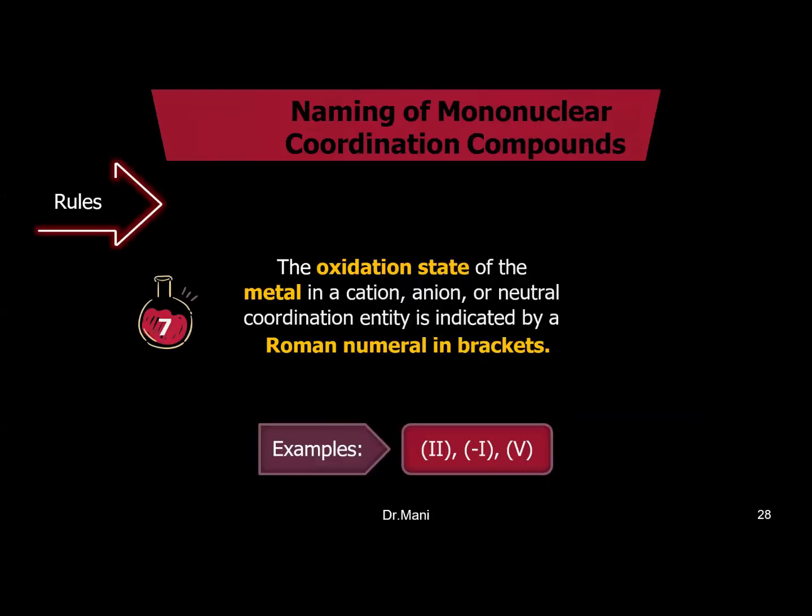Is that clear? And next one, we need to find out the oxidation state as well. Based on the oxidation state, you will be putting it in brackets and giving it in Roman numerals. So see here, if the oxidation state is -1 for the net compound, you will be putting minus Roman numeral 1. If it is +2, you will be putting within the brackets the Roman numeral 2. Remember this.